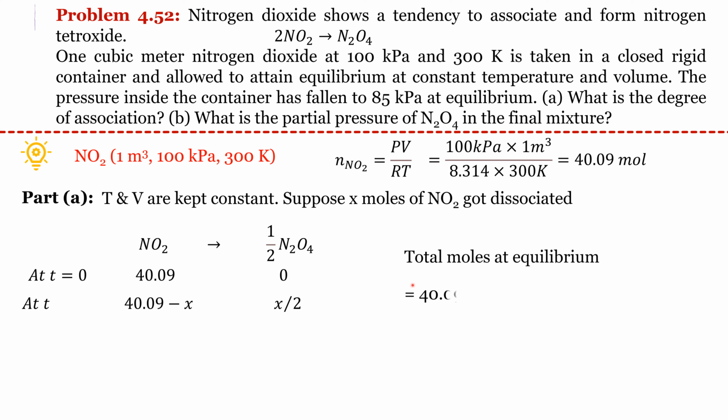Now we can find the total moles at equilibrium. Simply we add 40.09 minus X plus X by 2, and we will get 40.09 minus X by 2. Already the pressure condition is given at equilibrium, that is 85 kilopascal, and temperature and volume were kept constant.